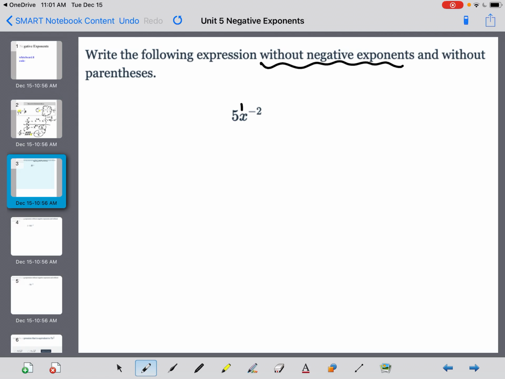So if I want to make x have a positive power, it's currently, let's just say, write this as a fraction. It's currently in the numerator. So we're going to bring just the factor of x down to the denominator and make that have a positive power of 2. And that's all I need to do for this one. 5 has a positive power of 1, and now x has a positive power of 2 because we brought it from the numerator down to the denominator.